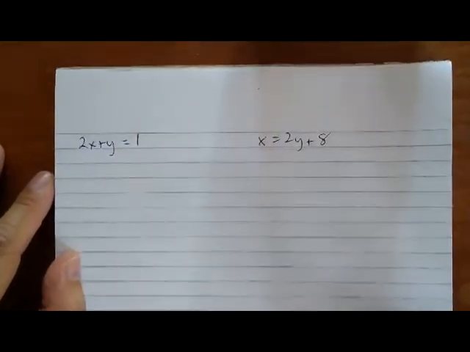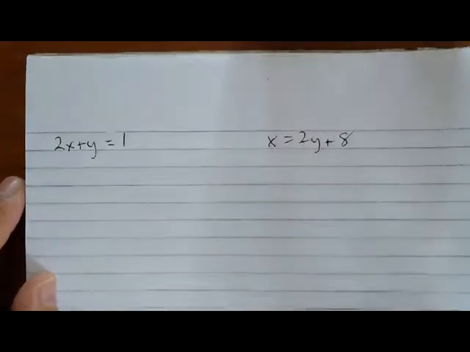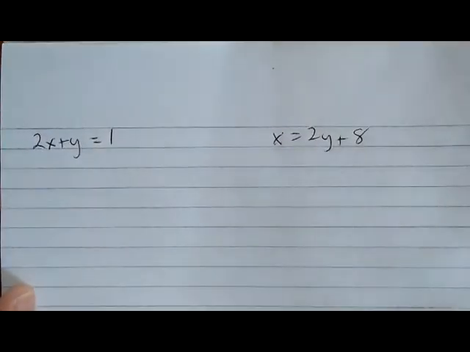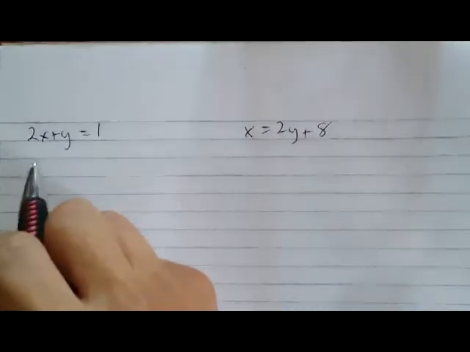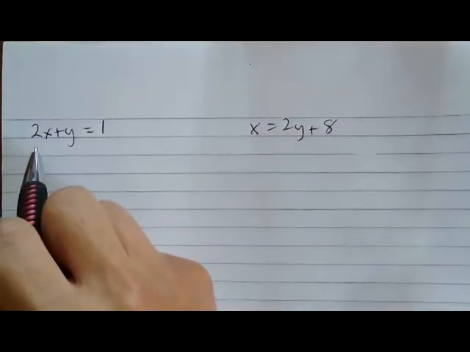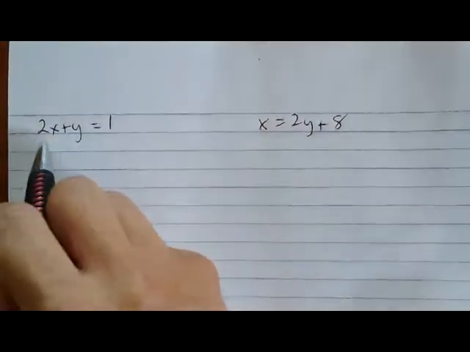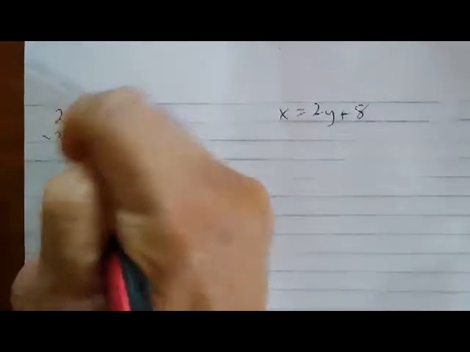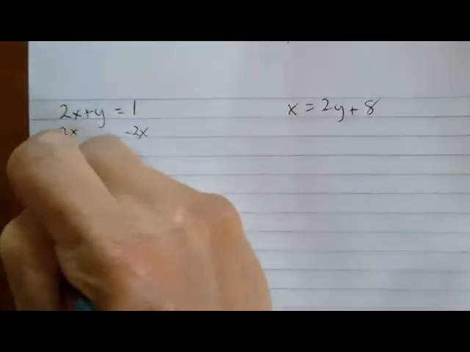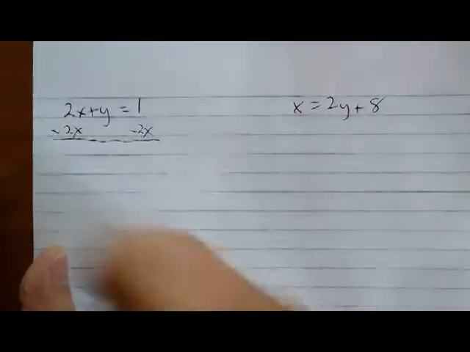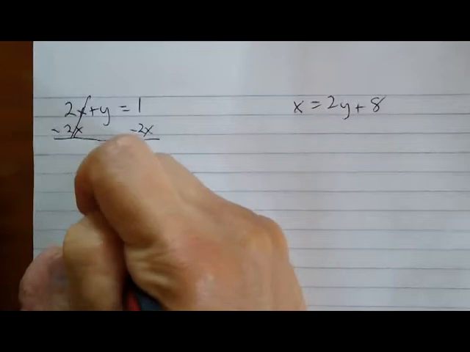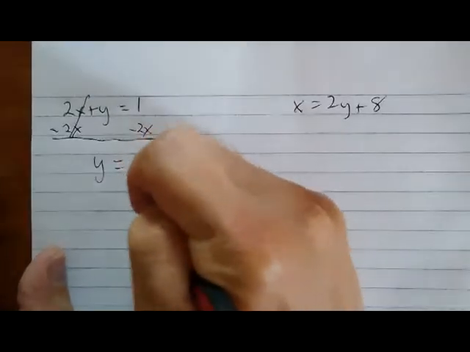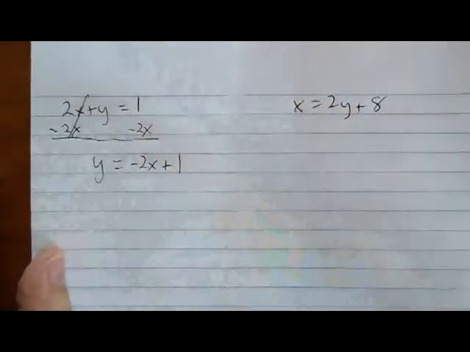We should get each of the equations into slope and y-intercept form. Y equals mx plus b. We need to get y by itself. So starting with this first equation, we need to get the y by itself, so we have to get rid of this 2x. We need to subtract 2x on both sides. Okay, so now that's gone. Y equals negative 2x plus 1.